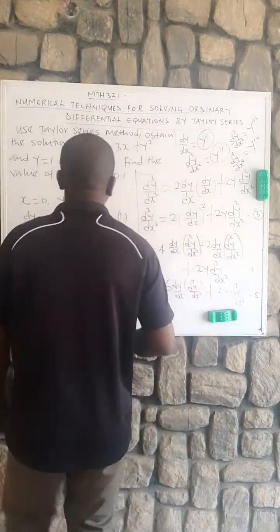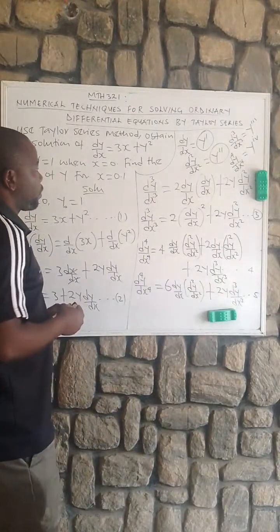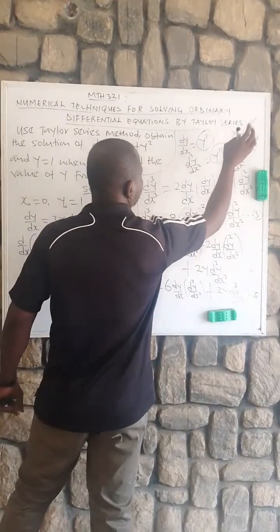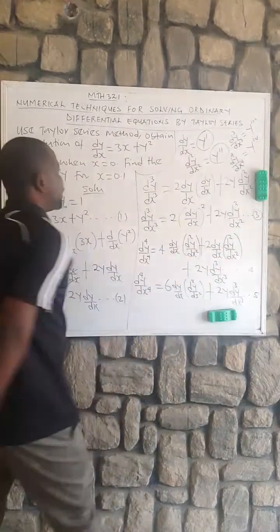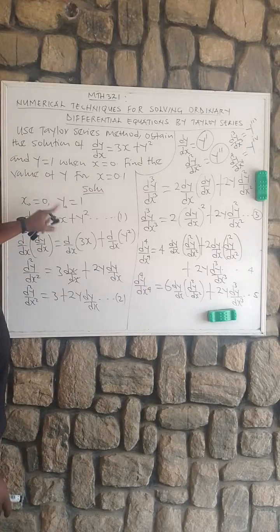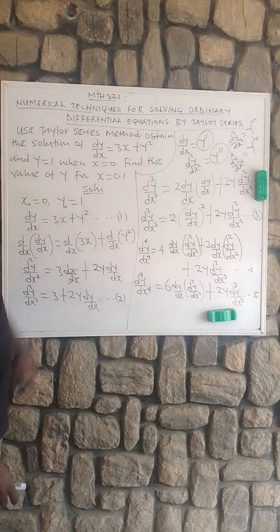So now we have to substitute in to obtain this derivative, this and this. So how can we obtain them? Since the values of x naught and y naught are given.